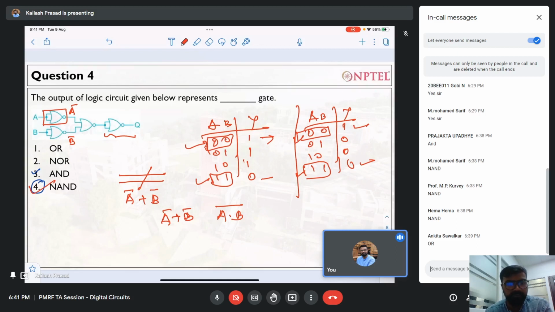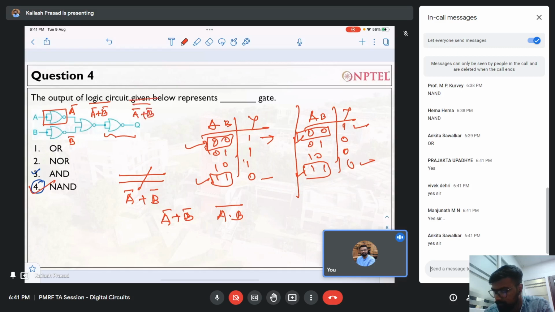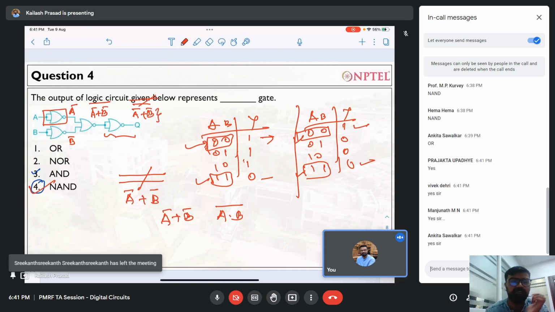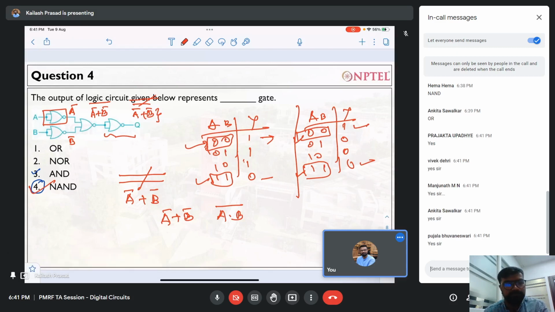Other students, is it clear why it is a NAND gate? Here it will be A bar plus B bar to whole bar, right? And then here it will be A bar plus B bar to whole bar to be whole bar, right? So I have discarded this and just combined this. So this represents the NAND gate. Okay. Now let's move to another question.